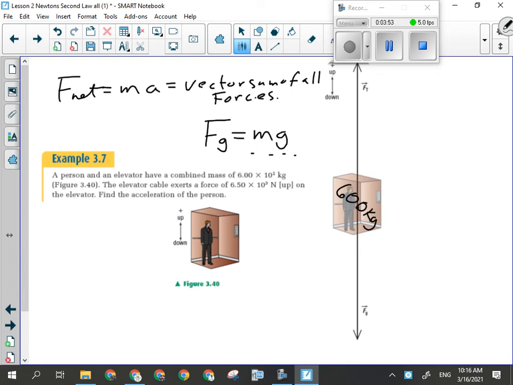Now it says, calculate the acceleration of the person. Is the acceleration of the person the same as the person and the elevator? It better be, because if it's not, the person's flying around inside the elevator. So yes, when the elevator is doing anything, the acceleration of the person inside is the same as the elevator. Now, there is a moment when an elevator first gets moving that's not necessarily true.